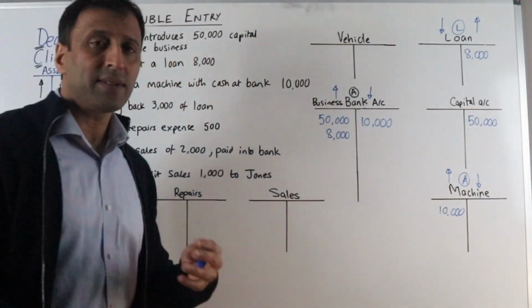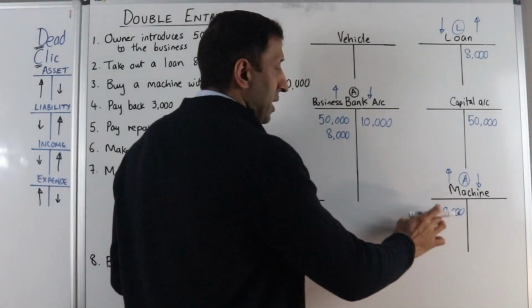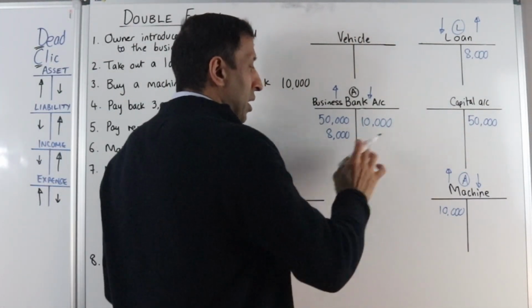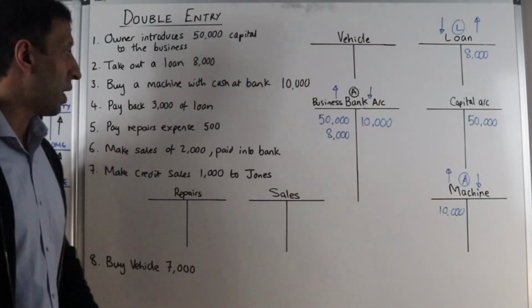So I put on the bank asset decrease side 10,000. Remember, every transaction has dual effects. A debit has to have an equal credit somewhere. So I've just debited the machine account, I've credited the bank account. With the loan, I debited the bank account, I credited the loan account. So you can see that this system works.